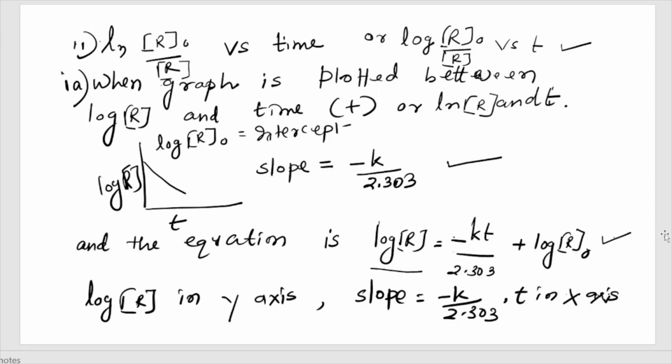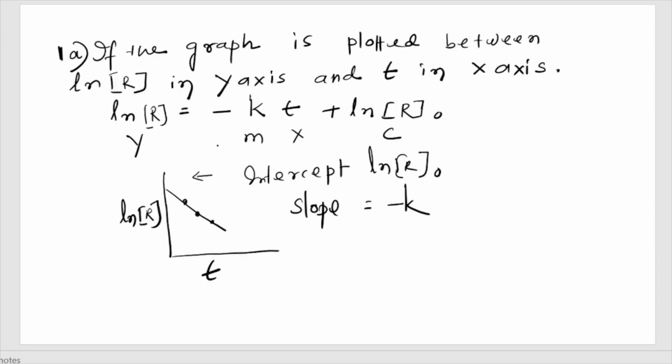So what is the slope here? Slope equals minus k divided by 2.303. And what is the intercept here? Log R0. This is the intercept you can find here. So I hope it is clear. And what is the equation here? Y equals mx plus c in form. Y means log R, t means x-axis, and log R0 means c, the intercept. So here log R is on the y-axis and t on the x-axis, and the slope is minus k by 2.303.